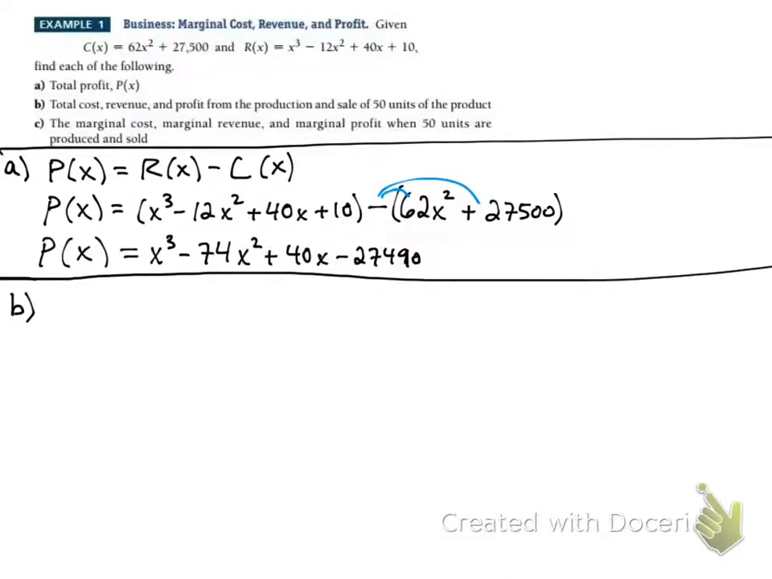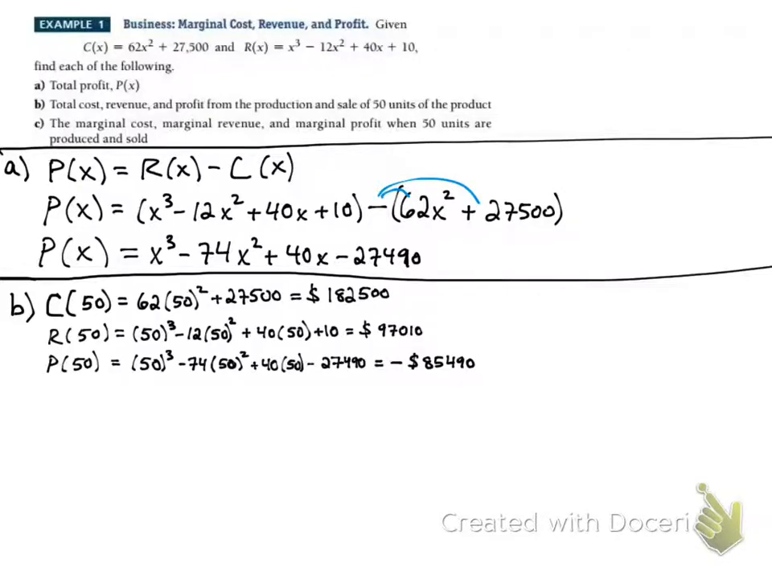Now in part B, we want to find the total cost, revenue, and profit from selling 50 units. So we just need to plug 50 into each of these functions. I plug 50 into each of my functions, and I get the cost, the revenue, and the profit when we sell 50 items. Now notice that the profit is negative. So in this case, we're losing money if we're selling 50 items, which obviously is not good.